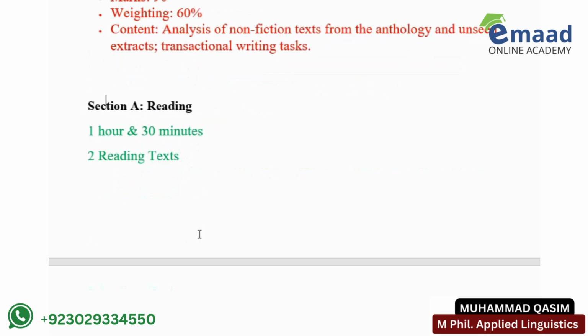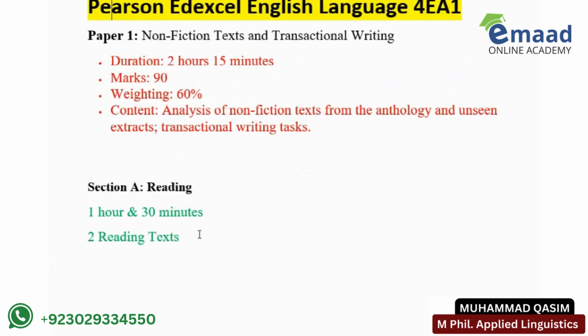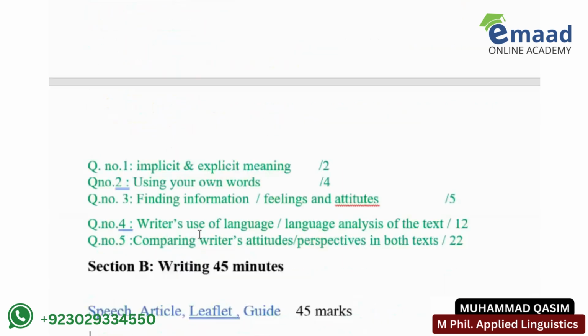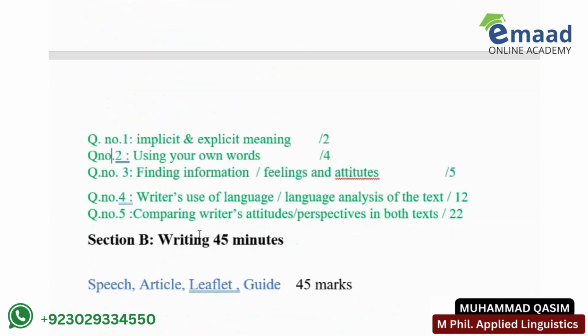In paper 1, section A is reading and the total time for section A is 1 hour and 30 minutes. Two reading texts will be included here. These reading texts will be a part of the extract booklet that will be given to you, the reading insert we can say, where you will have these two texts. These two texts will most probably be from the anthology compiled by Edexcel.